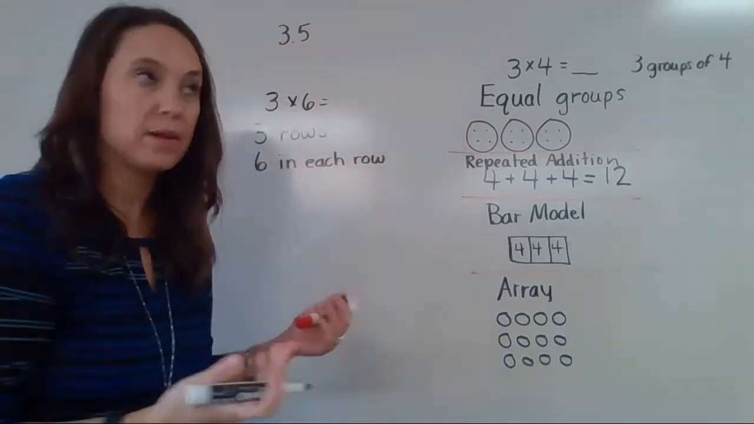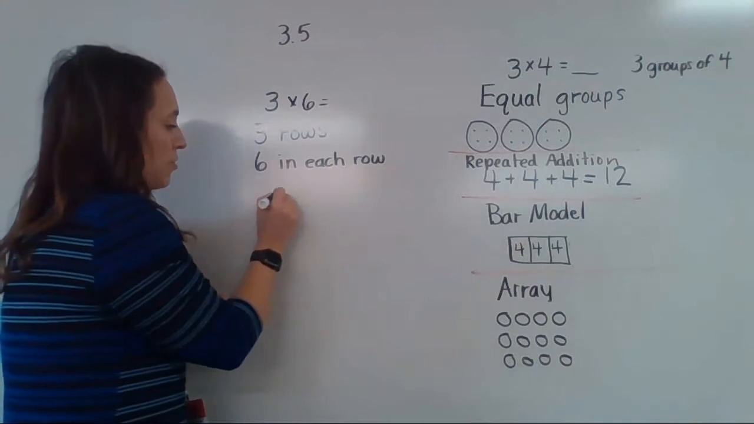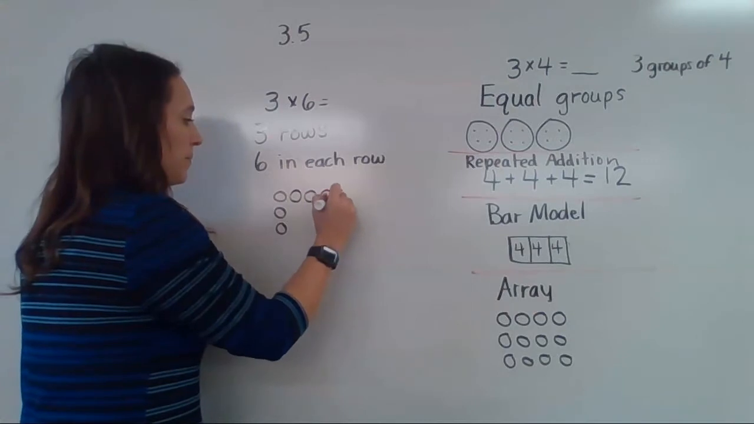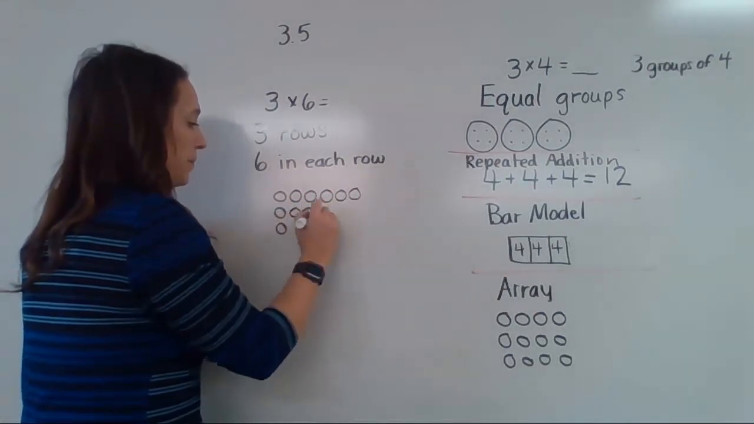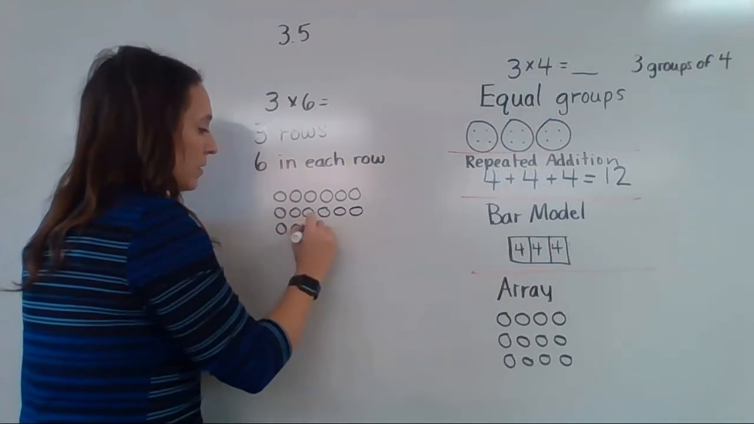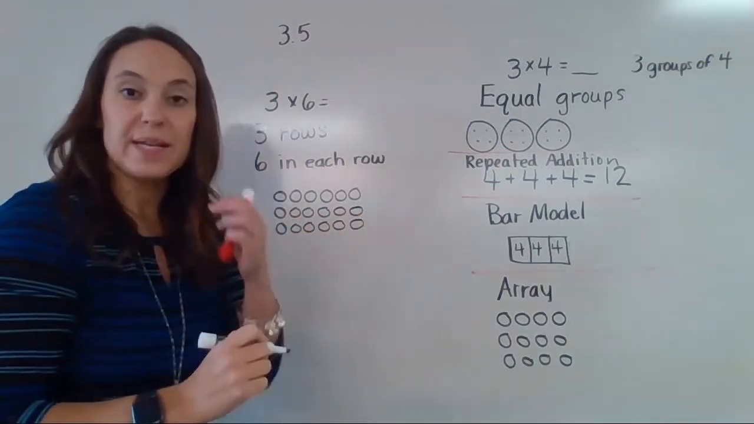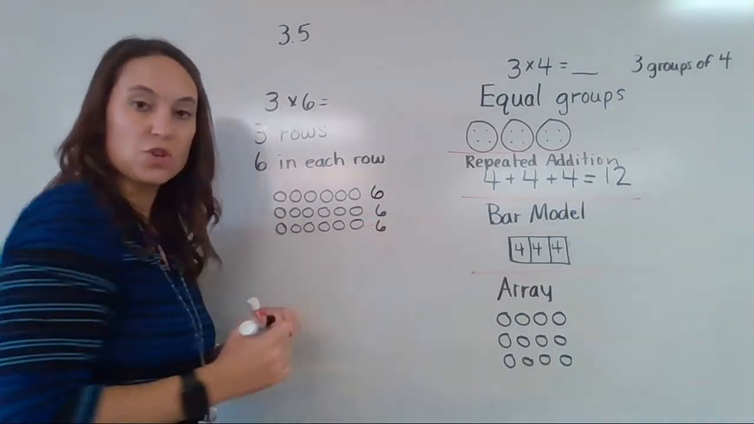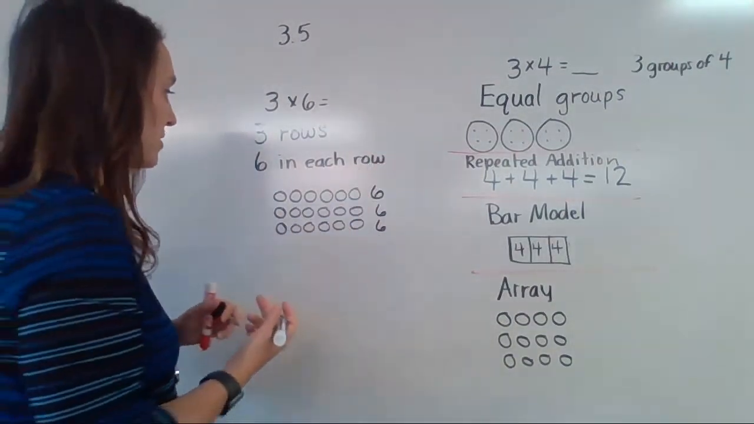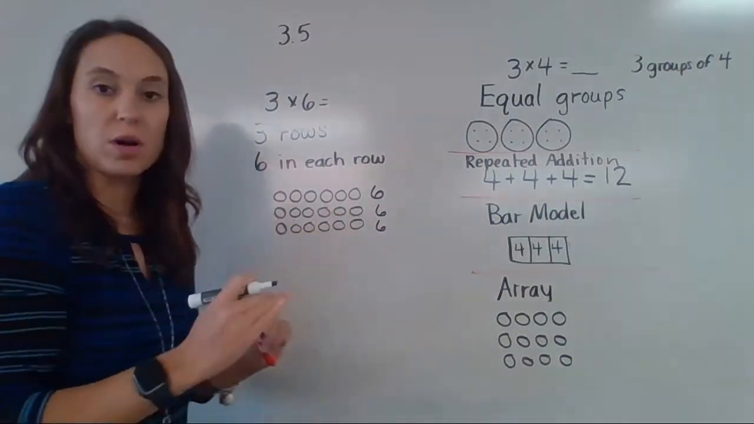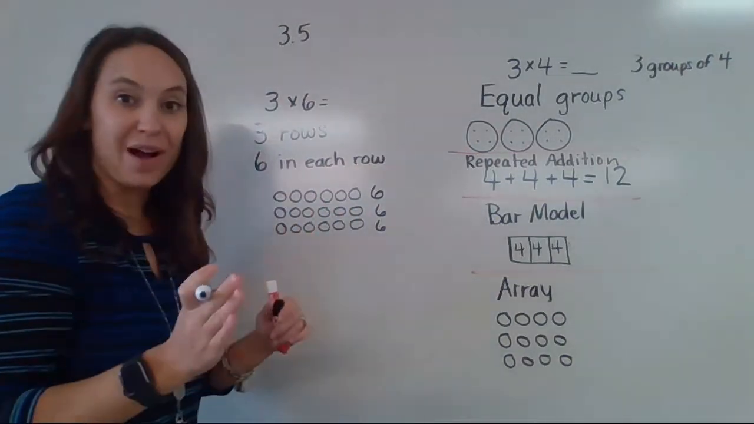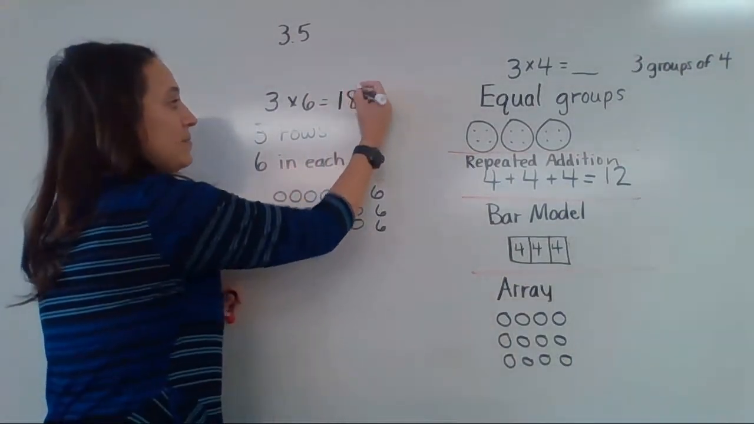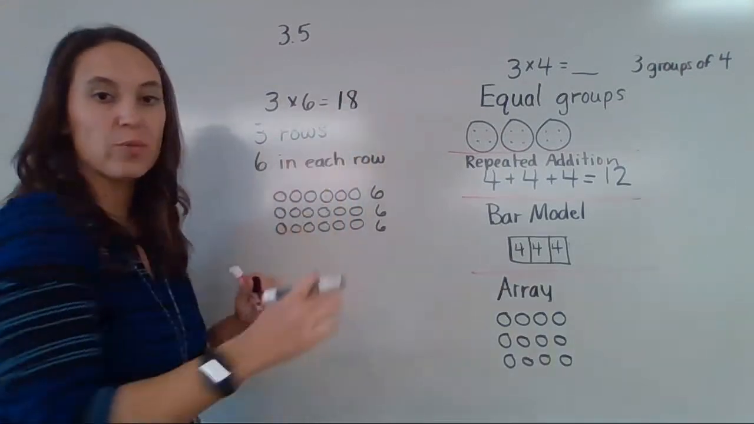Okay, how would I draw that? So we take our 3 and we draw 3 rows with 6 in each row. So when we're making an array, it's very similar to repeated addition because you have 6 plus 6 plus 6. So you can think of it that way too. That's one of our strategies. Or you can count all of your plants in your array. Did you get the product? How many plants does he have? He has 18.